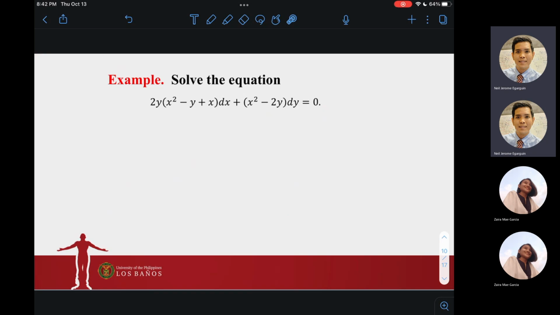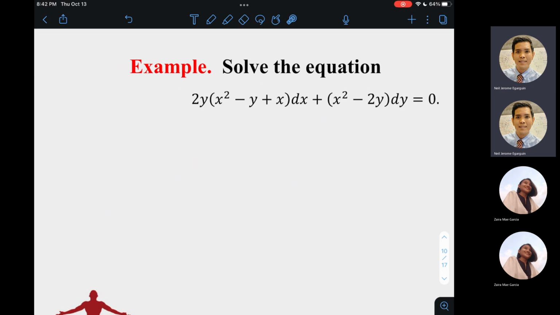Nag-react si Zaira, na pressure siguro siya. Sabi niya siguro, bakit pa kasi ako umattend ngayon, ano? But anyway, okay, let's see.